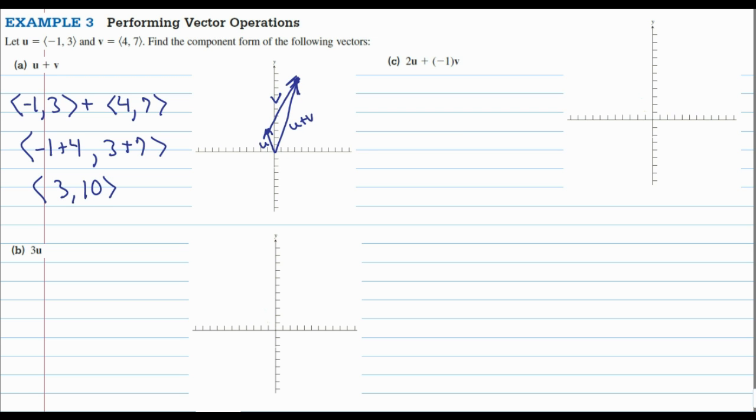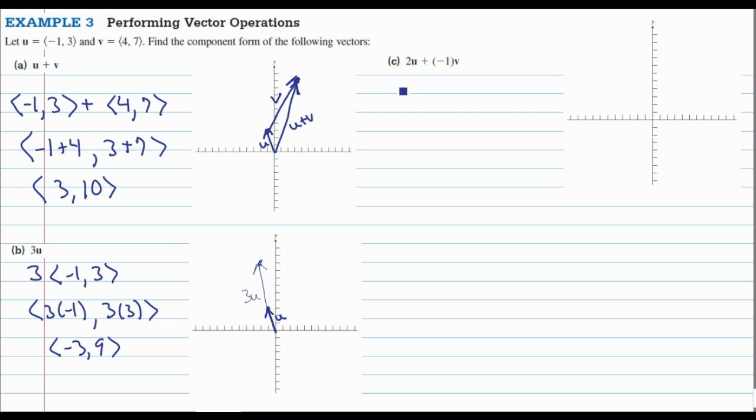In part B, numerically they want us to take the 3 and multiply by the vector u. So we're going to take u and make it 3 times as long. So I want 3 times -1 comma 3, which will result in the vector -3 comma 9. Visually what's happening is I start out with the vector u, -1 comma 3, and the resulting vector 3u is going the same direction, same slope, it's just got 3 times the magnitude.